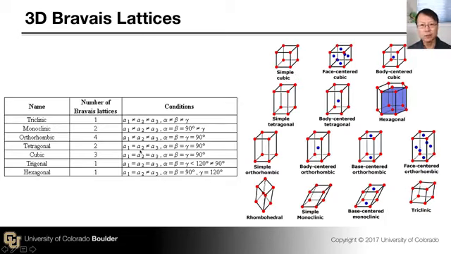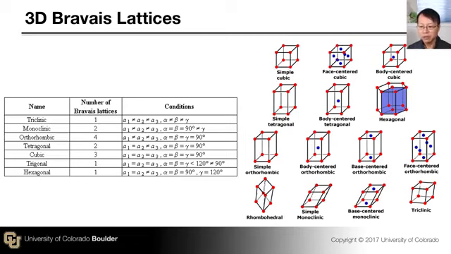In 3D, there are more lattices. There are a total of 14 Bravais lattices, and they are shown here. The most important lattices for semiconductor is face-centered cubic lattice, shown here, and hexagonal lattice, shown here.